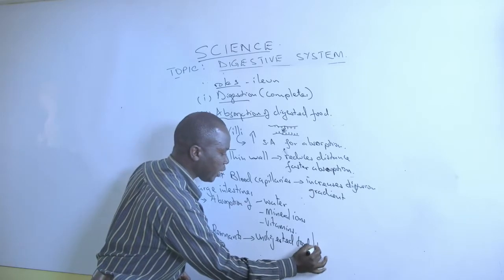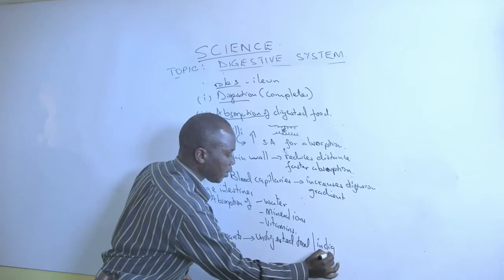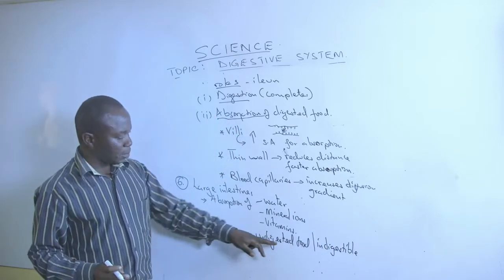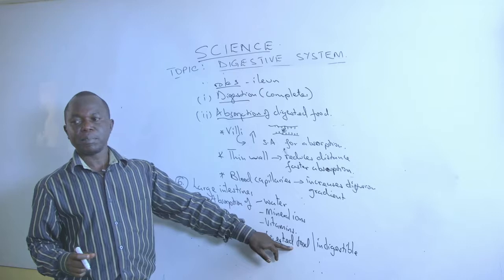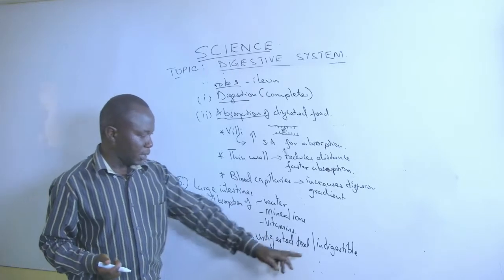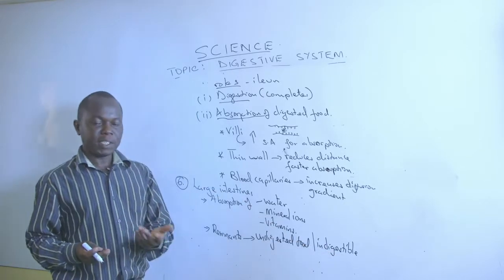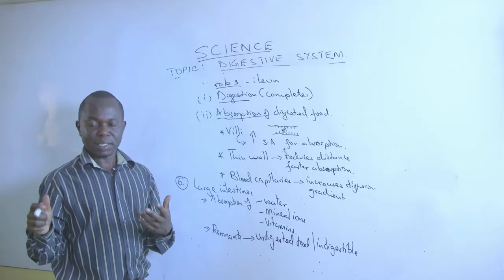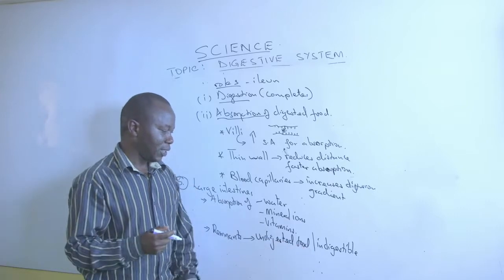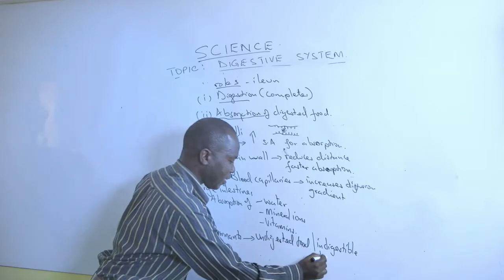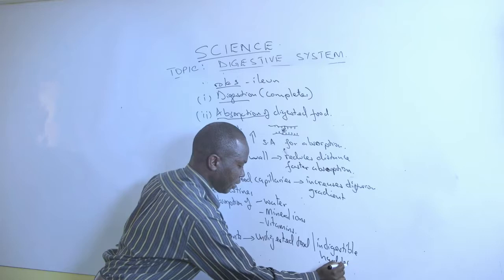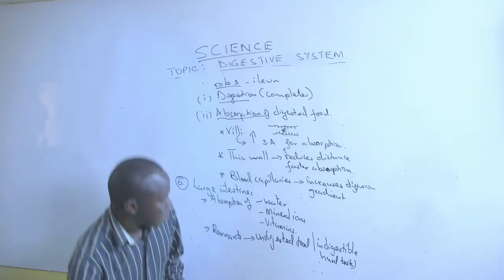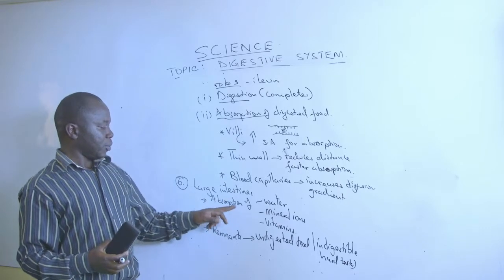You also have indigestible materials. Undigested means it could have been digested, but maybe it was not given enough time. Indigestible means, for example, seeds that have a very hard testa. So mainly the large intestines is absorption.